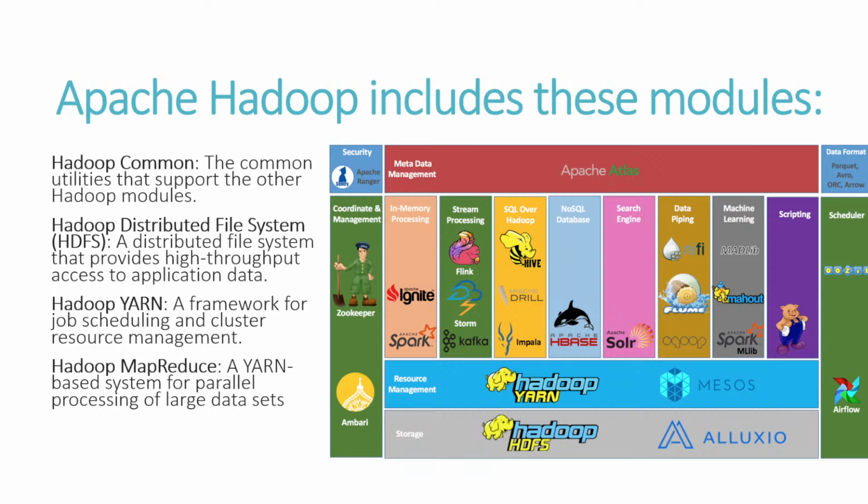It uses its own file system called HDFS. So it's a distributed file system. It has high throughput, and it splits the data and stores it in multiple nodes. That's all you have to know right now.